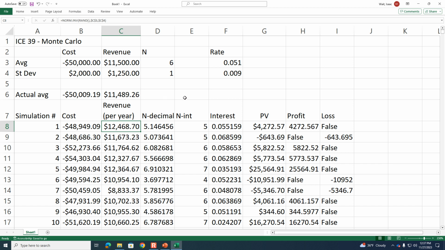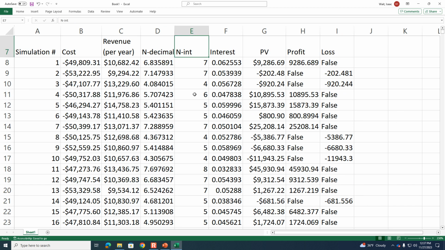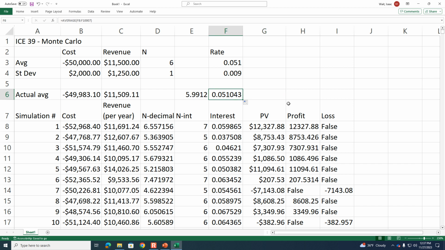Okay, so I wonder what our average number of years is. That's pretty close, 6.006, where we're aiming for 6 years. I could just drag this sideways and know the average interest rate. Pretty close to 5.1%.